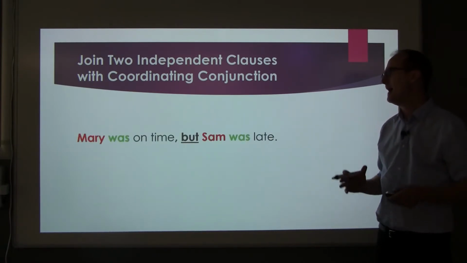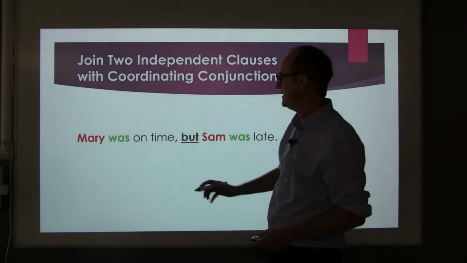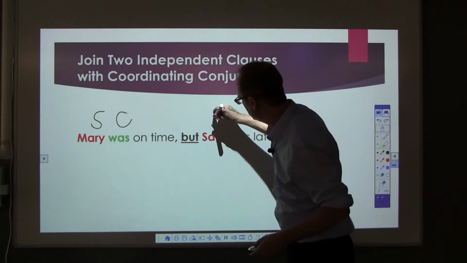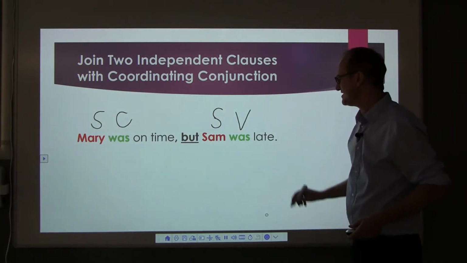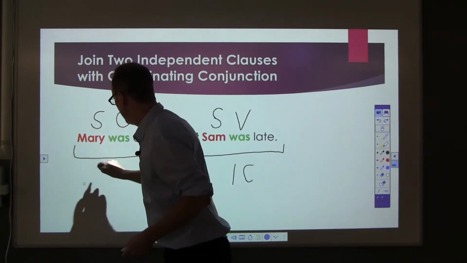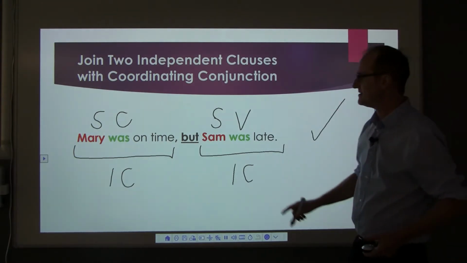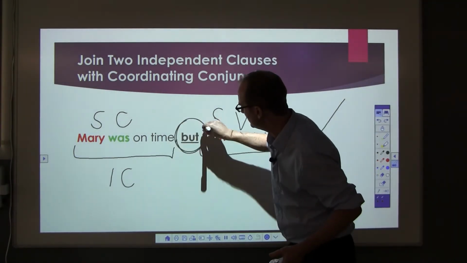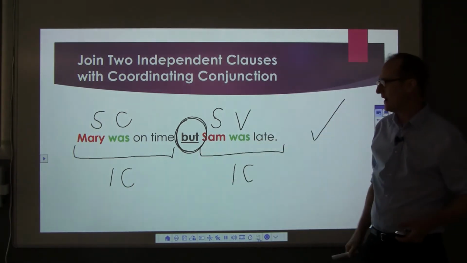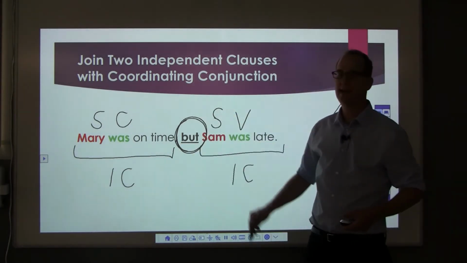Mary was on time, but Sam was late. This is very, very important. We have two independent clauses. Mary was on time, Sam was late. Okay? These are two separate independent clauses. Right? Okay. And they're in the same sentence. And the sentence is correct. And the reason it's correct is because of that word right there, but. But can join two independent clauses in the same sentence. But is called a coordinating conjunction.